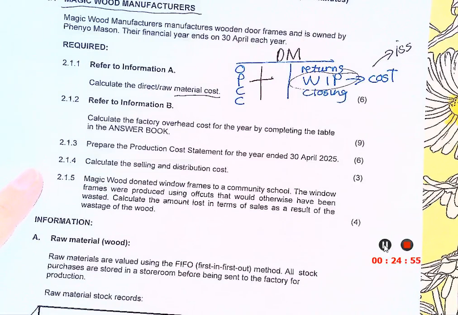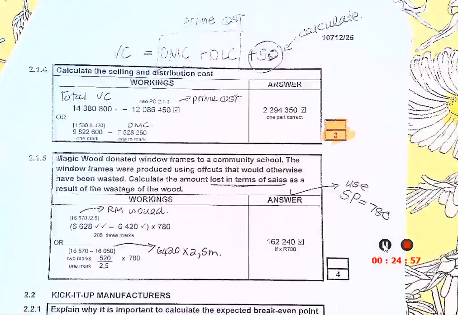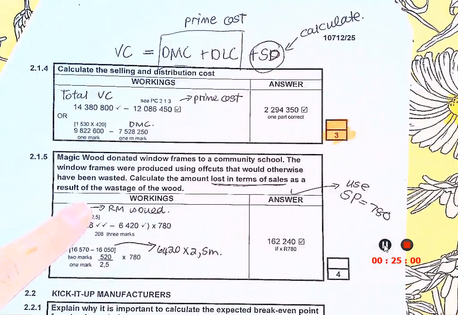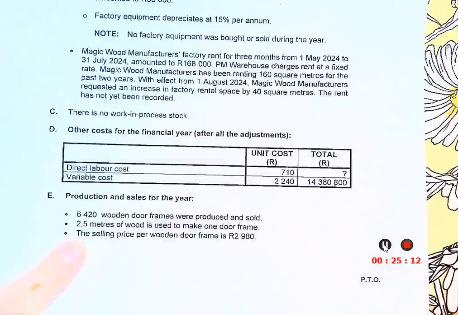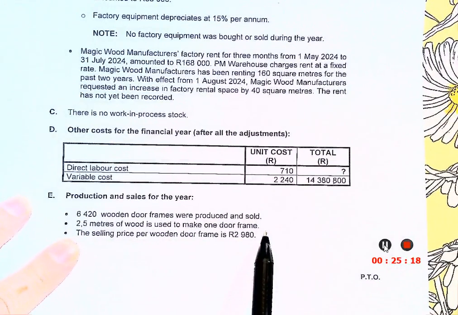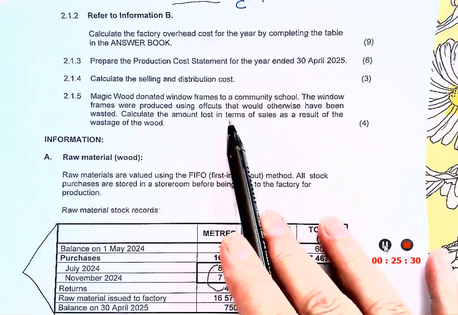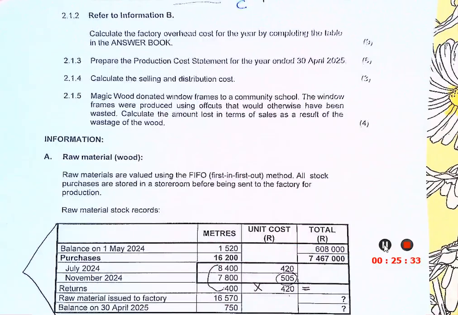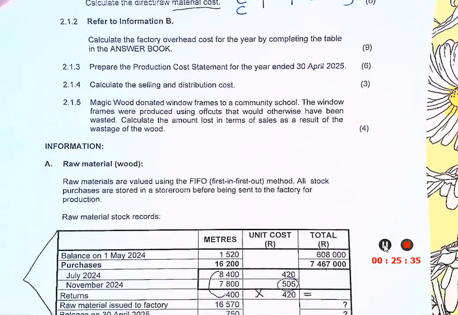Okay, now let's quickly look. I have no idea where to start. They want to know how many frames did I make. So let's quickly look. Variable cost. They say 2.5 meters of wood is used to make a door frame. Okay? So now let's go look how many door frames did we make to donate. We made window frames, not door frames. Okay, so now we want to go calculate how much we didn't use.